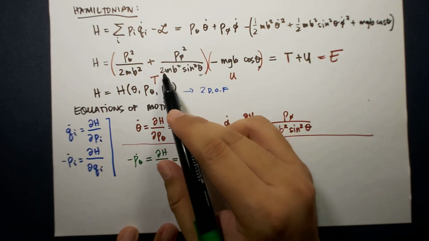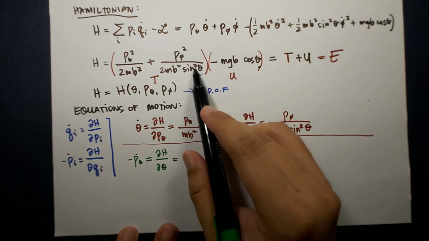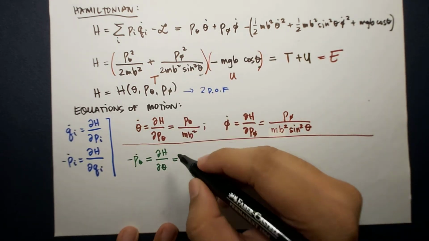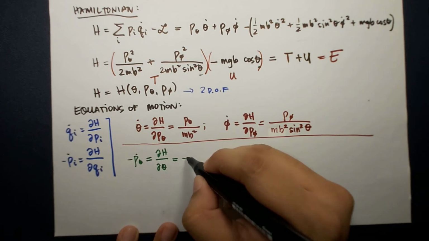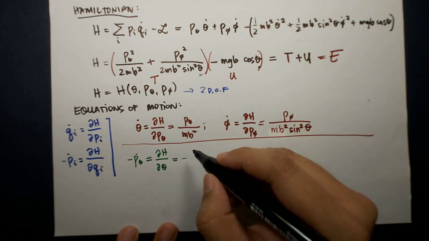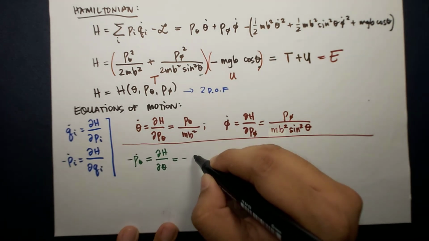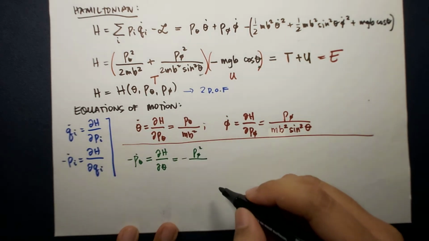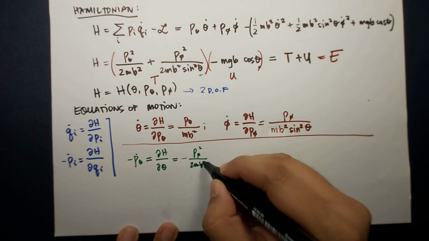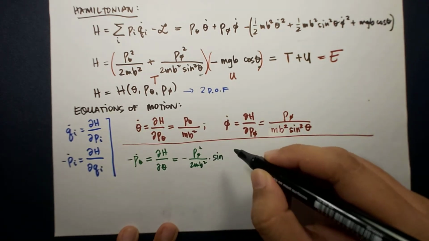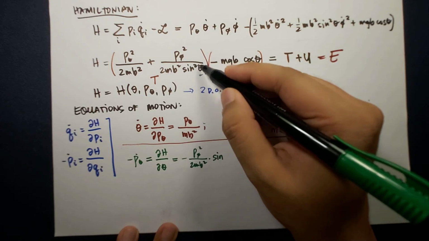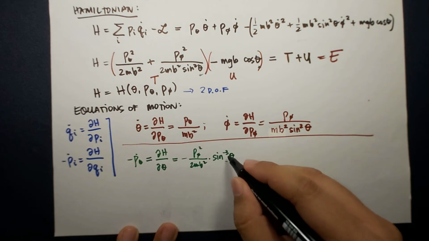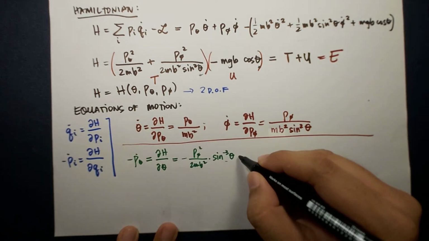So here, that's sine to the negative 2 theta, then bring down negative 2, so this is negative p phi squared over 2mb squared times sine to the negative 2 minus 1, so that's sine to the negative 3 theta, then differentiate sine theta with respect to theta, so this is cosine theta.